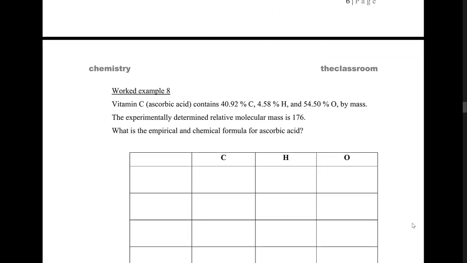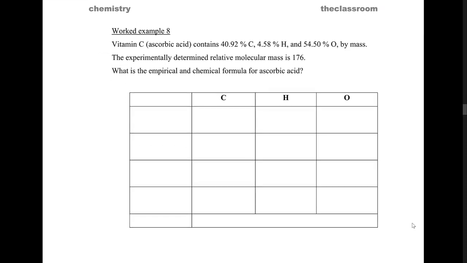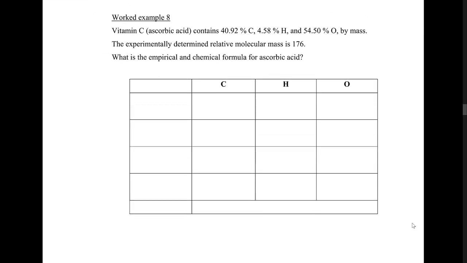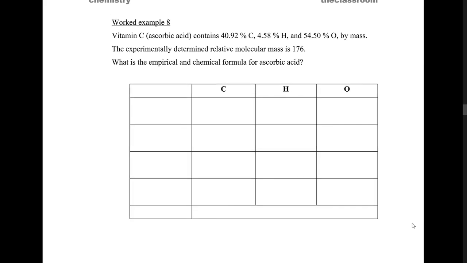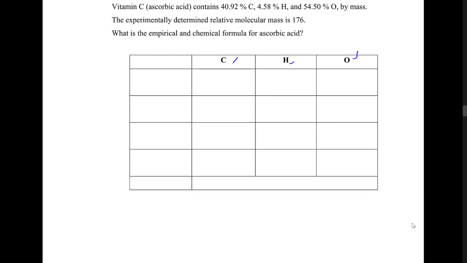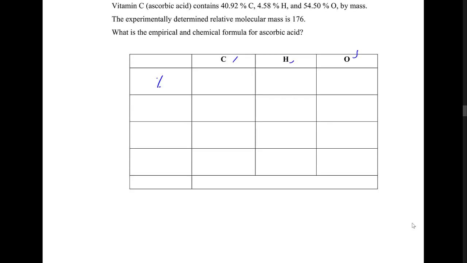Okay? Now, let's do one more last example before we call it a day. I've already written out the elements for you in the first row. What you want to do now is fill in the percentages. So it's always percentage first. Carbon is 40.92, hydrogen is 4.58, oxygen is 54.5.